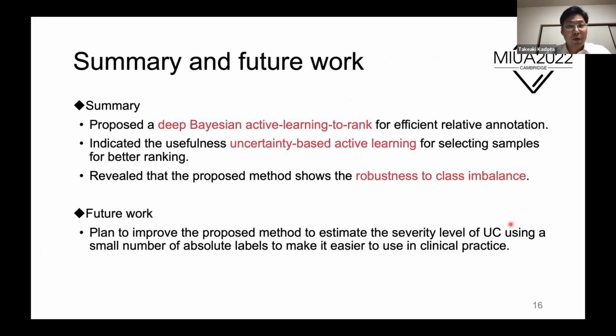This is a summary and future work. In summary, we propose a deep Bayesian active learning to rank for efficient relative annotation. The experiment result indicated the usefulness of uncertainty-based active learning for selecting samples for better ranking. We also reveal that the proposed method shows robustness to class imbalance.